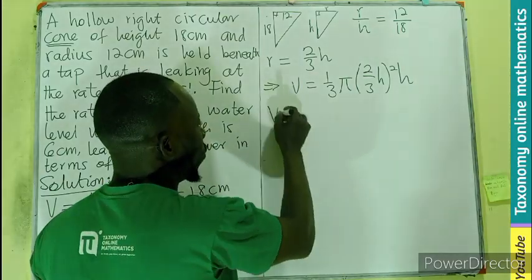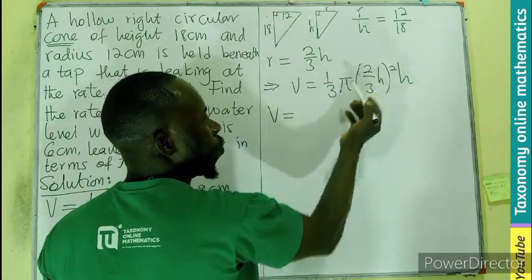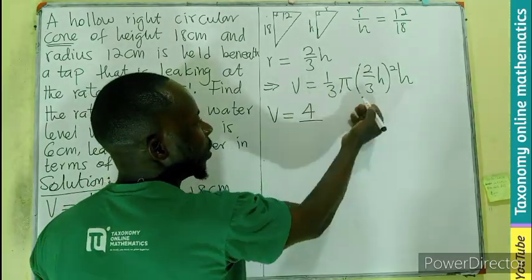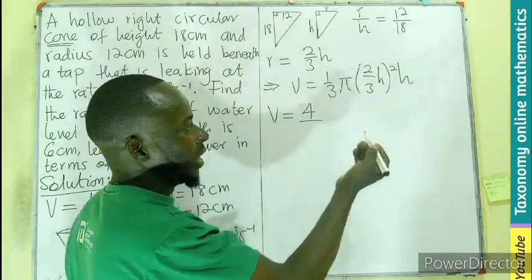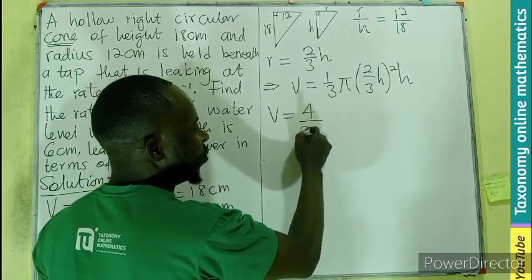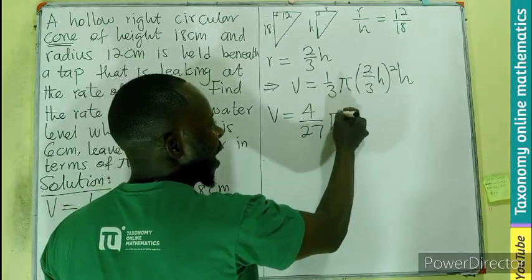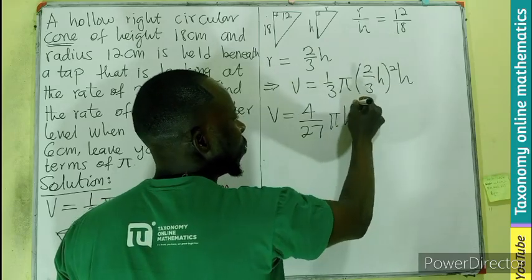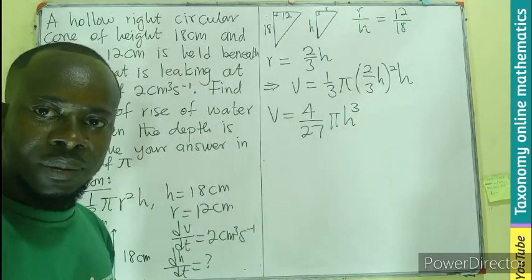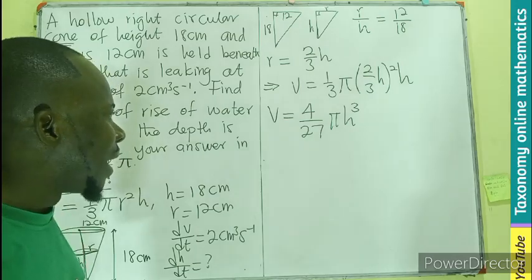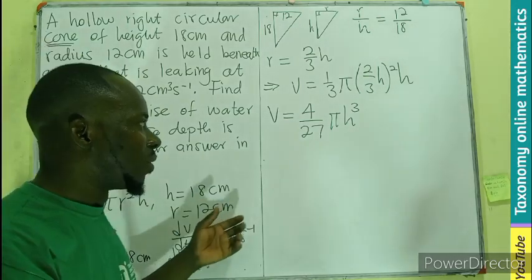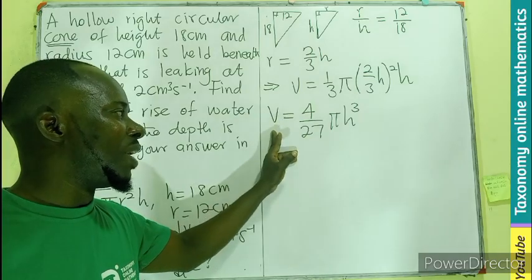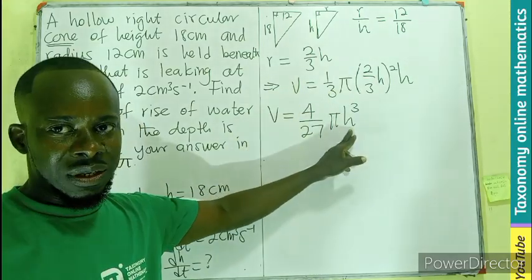So this will be volume equals 2 squared will be 4, 4 times 1, 4. 3 squared will be 9, 9 times 3, that will be 27. Then your pi, H squared times H will give you H cubed. I'm sure you are following step by step. As I mentioned earlier on, we are to differentiate. Now we can differentiate the V with respect to H.